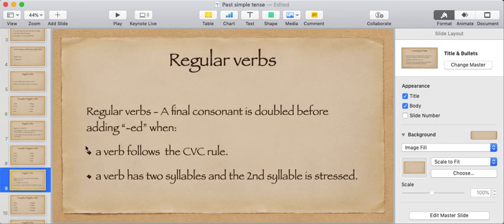Next, for regular verbs, the final consonant is doubled before adding ed when the verb follows the CVC rule. What is it? The CVC rule means that the verb has just one vowel in the middle. And another thing is we double the consonant when a verb has 2 syllables and the second syllable is stressed. You're going to see it in the examples. Let's have a look at the examples.